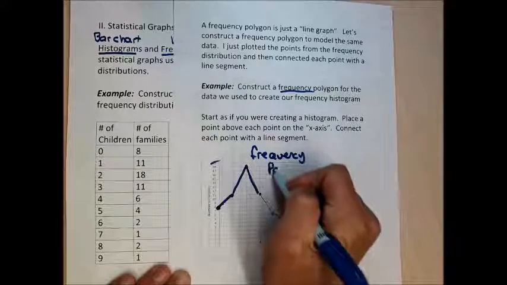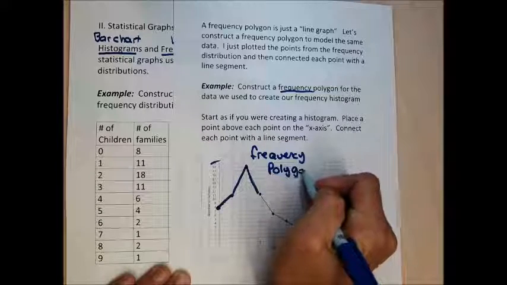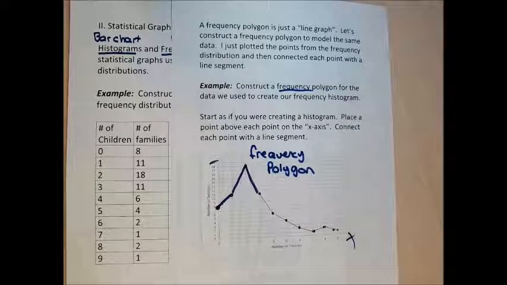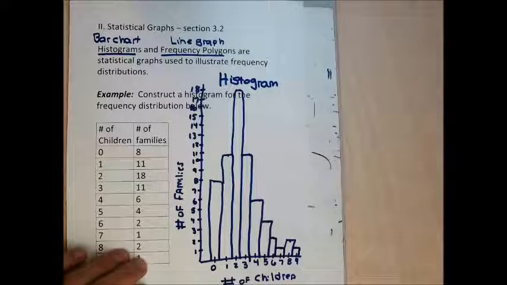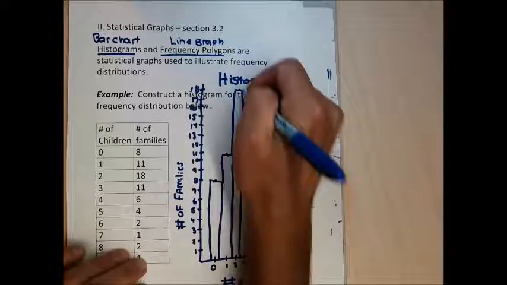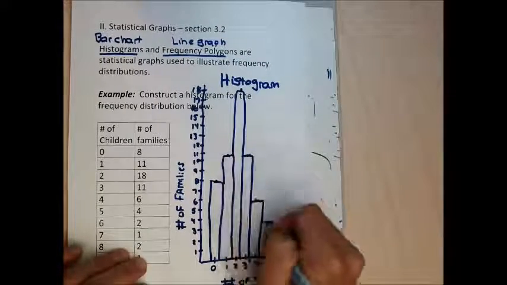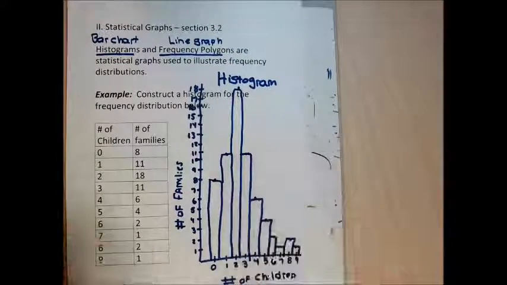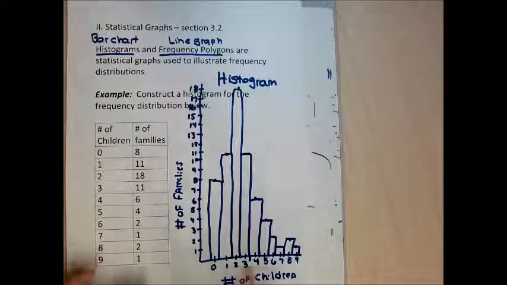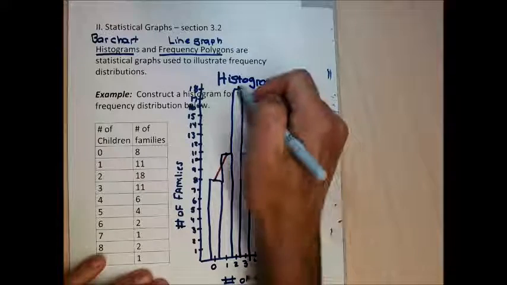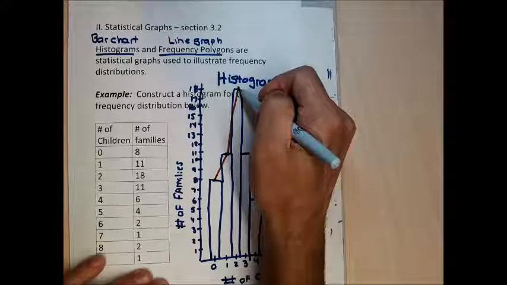So a frequency polygon is hardly different than the bar chart. Instead of making the dot make a bar, I connect the points that I make with lines. And I could, on the same graph, show both a frequency histogram and a frequency polygon.